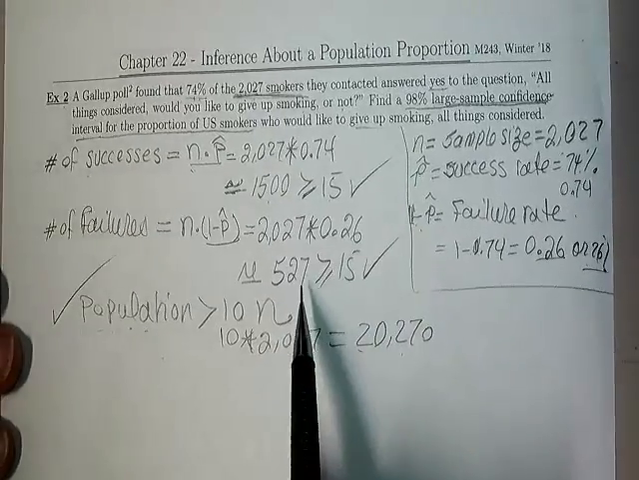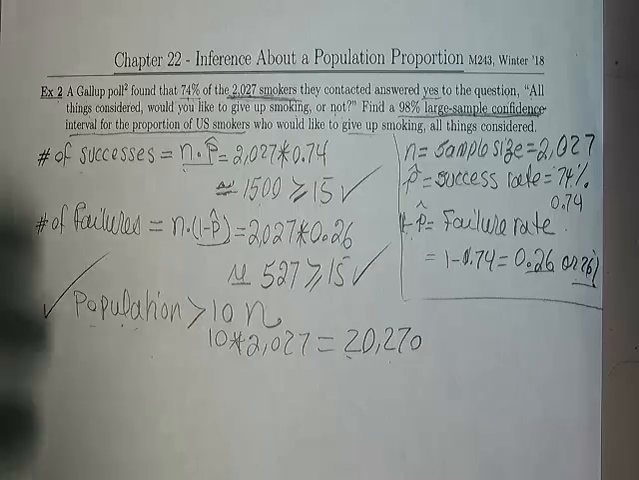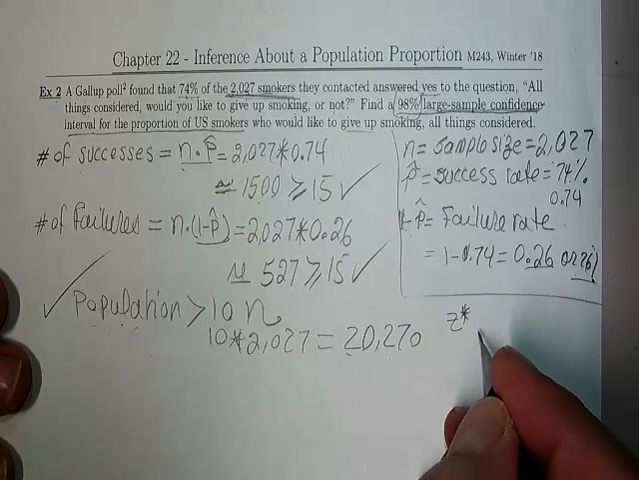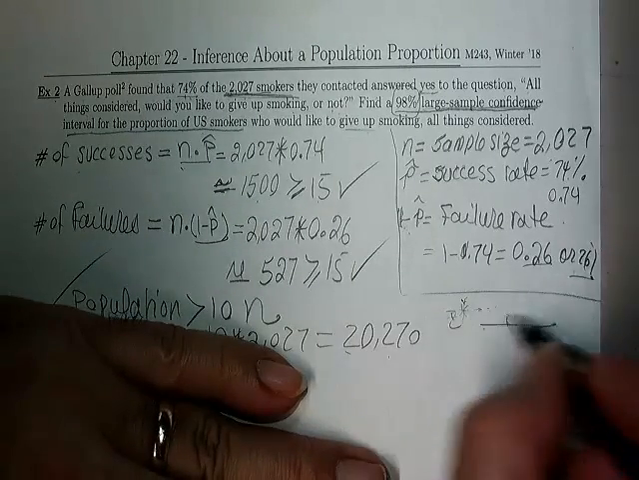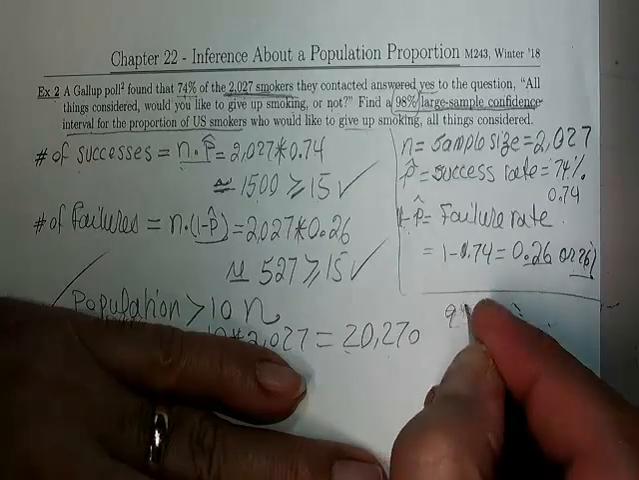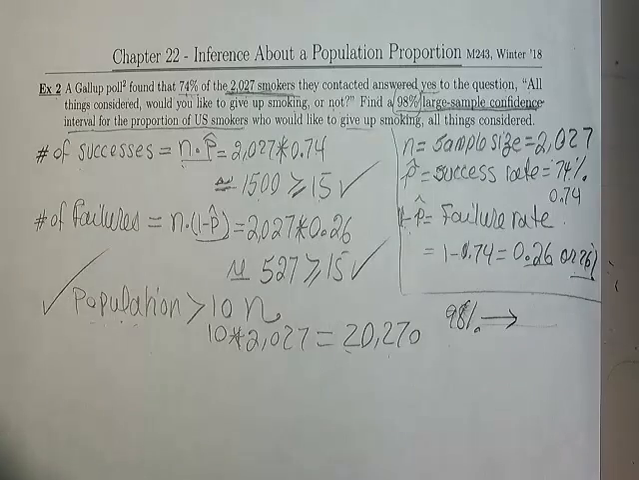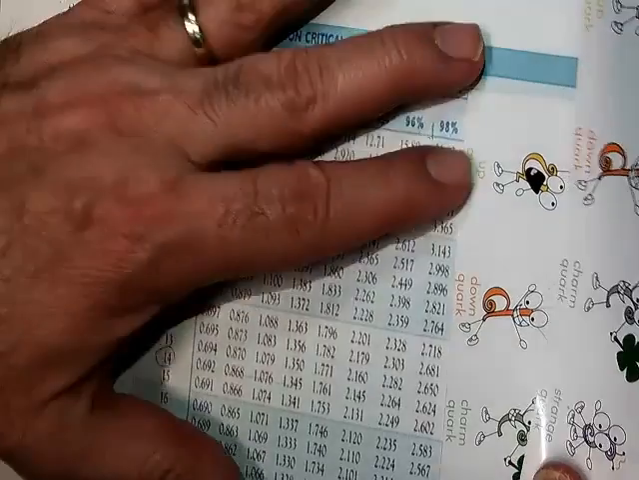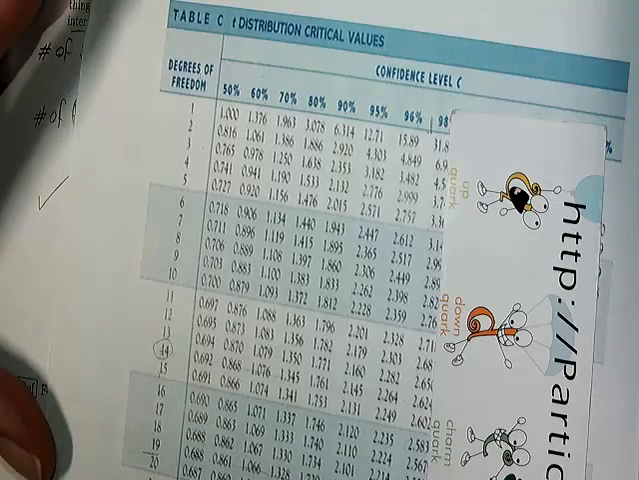Since we checked all these three conditions, now we're going to look for a large sample confidence interval. We also need to know the Z star for 98%. Let's see what we have here. 98% is there. You come all the way down here, and it's 2.326.